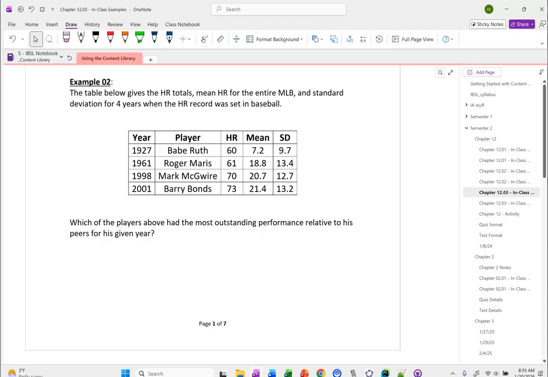Now, can you look at this and tell which one is going to be the winner? Definitely the first one, because if you look, 60 minus 7.2 is going to be the biggest gap, right? That's the biggest difference between home run total and league average. And then you're dividing it by the smallest standard deviation, so you should have the biggest result there. Is everybody okay with the method that we used here? Again, you would have computed it anyway, so if you couldn't look at the table and tell, that's okay.